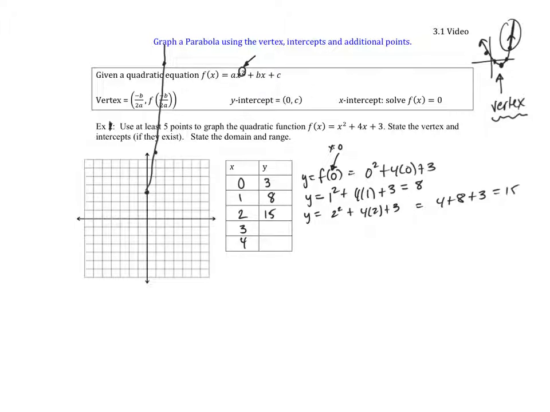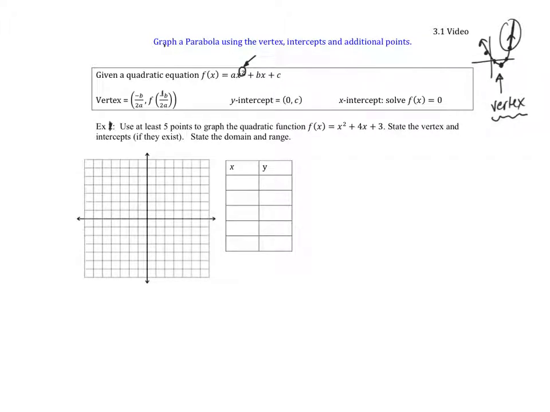So instead of just randomly picking whatever x is like we usually do with an equation, we're just going to start with a vertex and then choose some x's nearby. Okay, so let me show you how that works. I'll erase all this stuff.